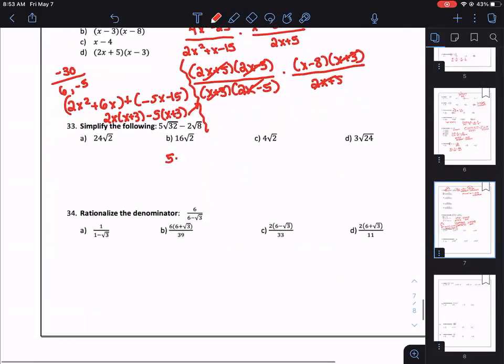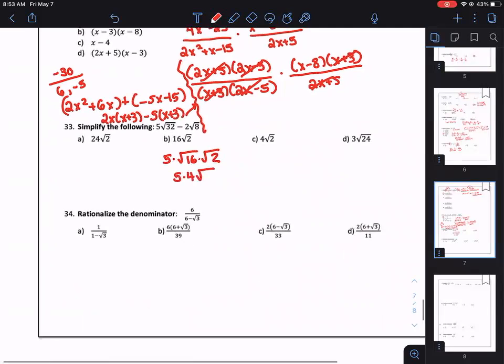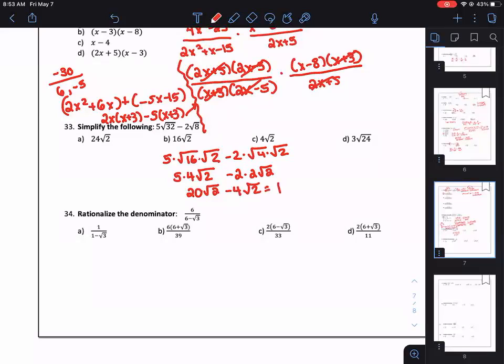For the next one, we are going to find the largest square in 32, which is 16. So we end up with 5 times 4 radical 2, or 20 radical 2. The largest square in 8 would be 4, giving me 2 times 2 radical 2, or minus 4 radical 2. And since they are like radicals, 16 radical 2, choice B.